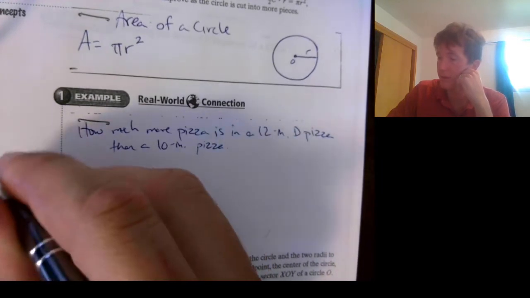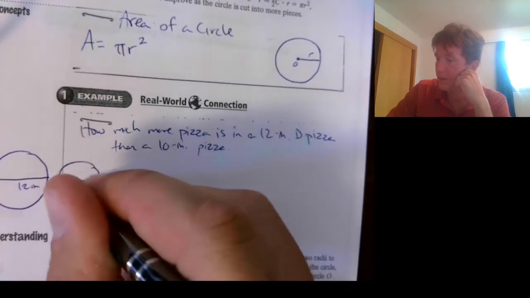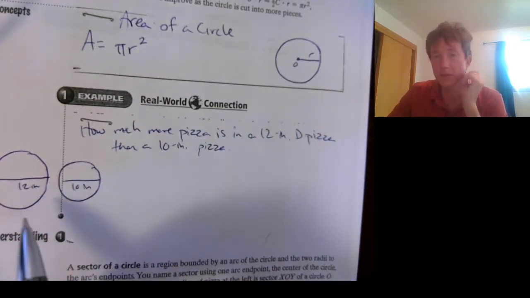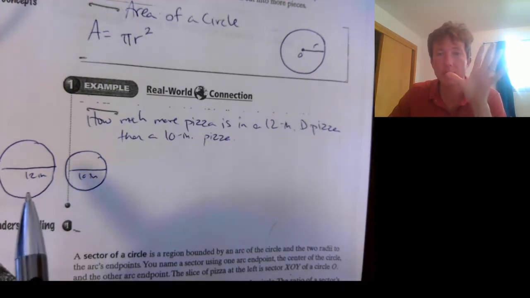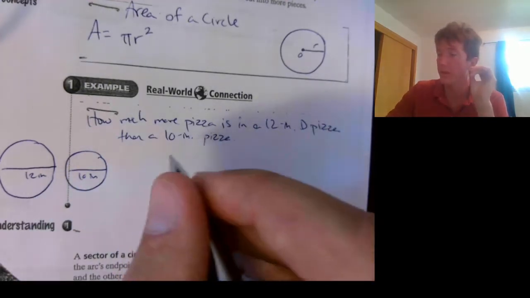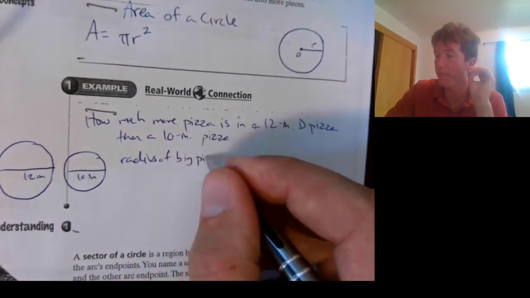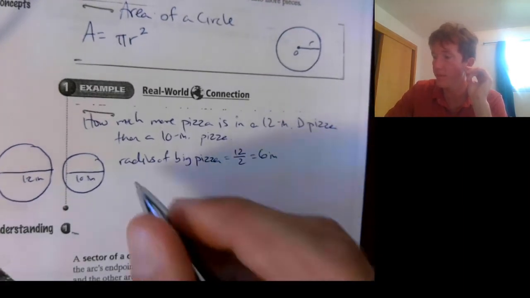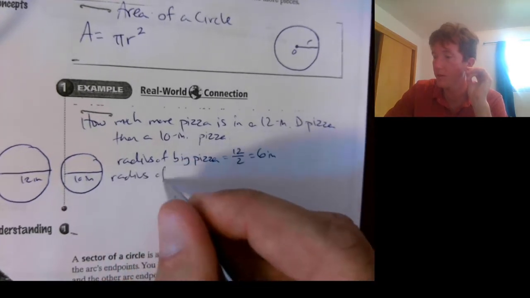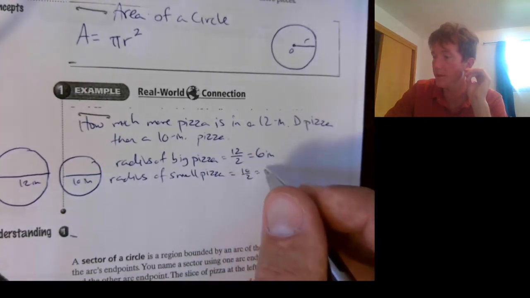So let's draw out our little pizzas. One has 12 inches, the other is just 10 inches. So we notice area is going to be pi r squared. I'm given diameter, so I need to find radius for each of these. Your radius is always going to be half the diameter. So the radius of the big pizza is 12 divided by 2, that's 6 inches. And the radius of the small pizza is 10 divided by 2, that's 5 inches.